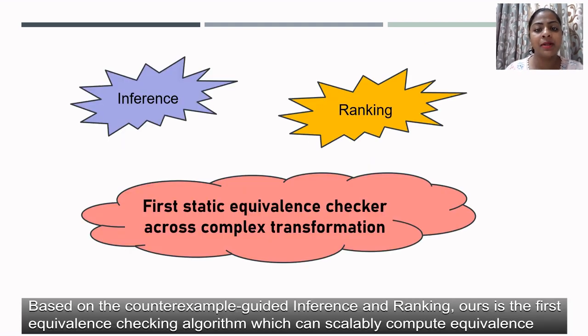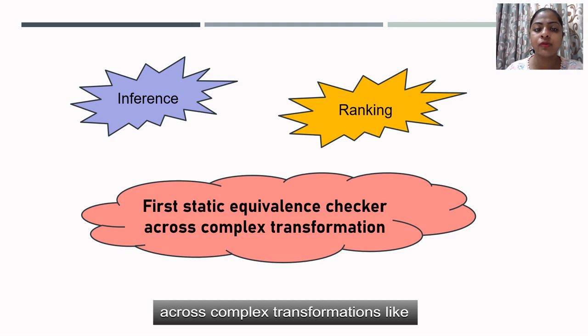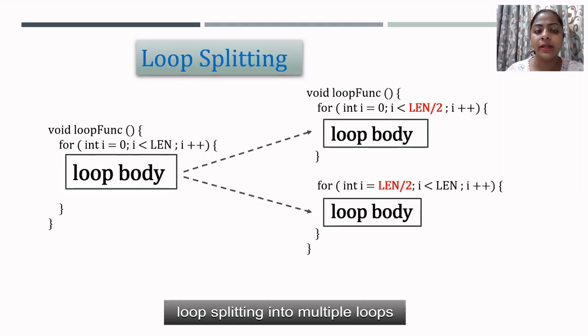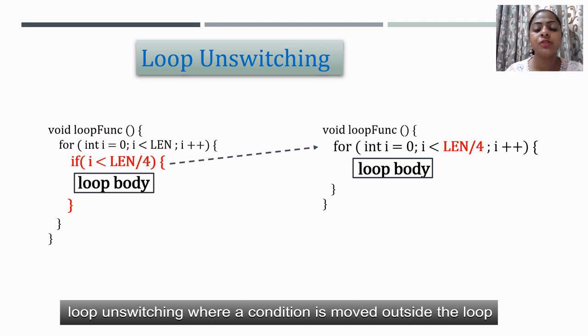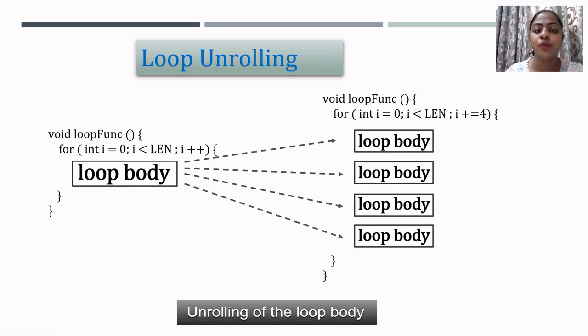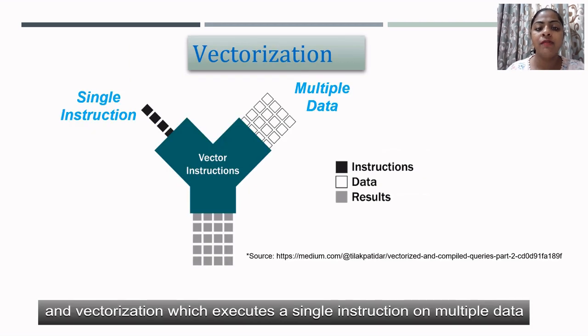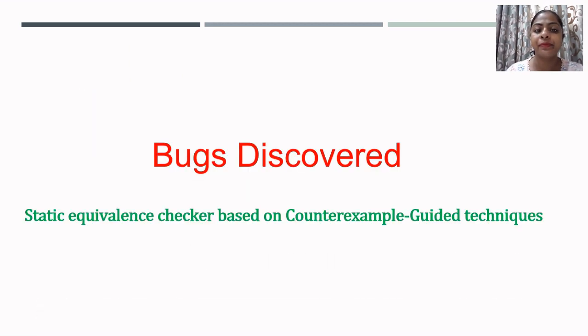Based on the counterexample guided inference and ranking, ours is the first equivalence checking algorithm which can scalably compute equivalence across complex transformations like loop splitting into multiple loops, loop unswitching where a condition is moved outside the loop, unrolling of the loop body, and vectorization which executes a single instruction on multiple data.